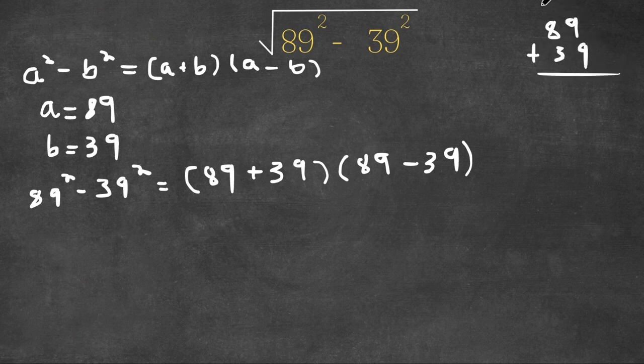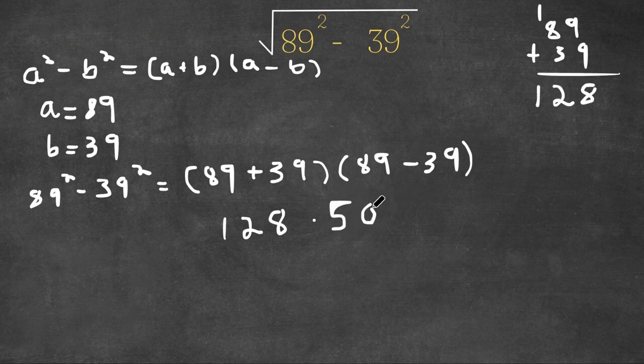So 9 plus 9 is 18, so we carry the 1 and put the 8. And 8 plus 3 is 11, and 11 plus 1 is 12. So we have 128. So 89 plus 39 is 128 times, now 89 minus 39 is simply just 50. So we have 128 times 50.